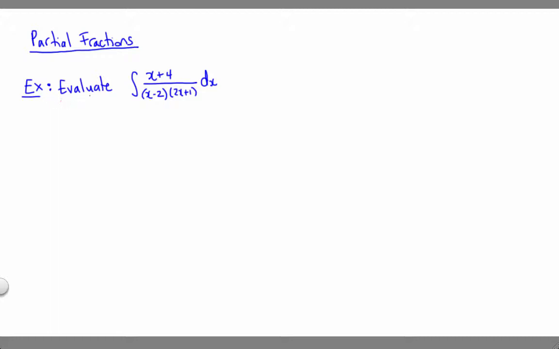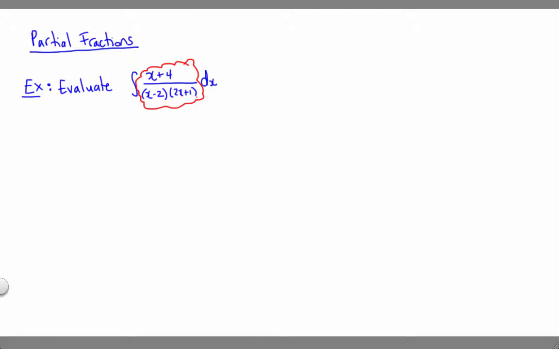For our example today, we're going to evaluate the following integral, and I want to take a look at this expression inside the integral. This is a rational expression, meaning it's one polynomial divided by another. And let's specifically look at the denominator. So we've got two factors there in the denominator, the x minus 2 and the 2x plus 1.